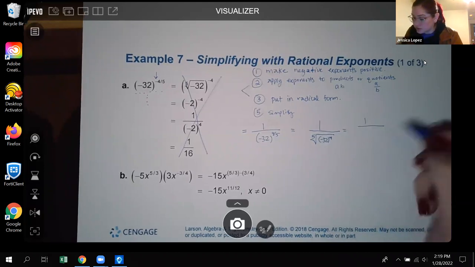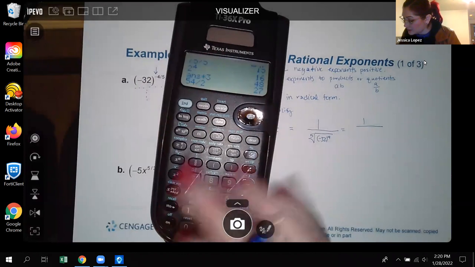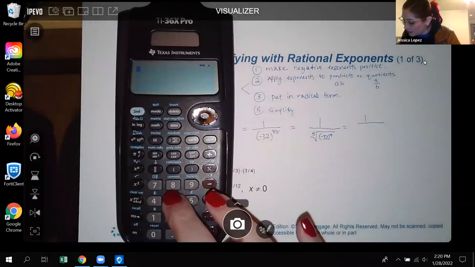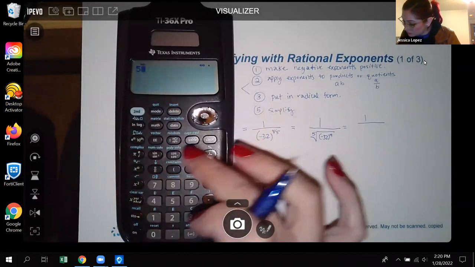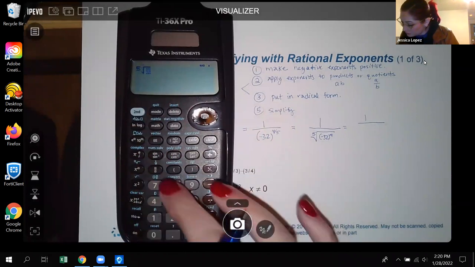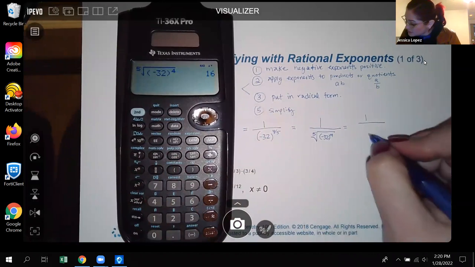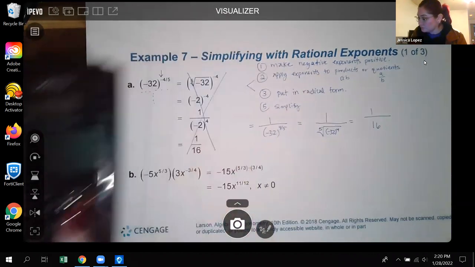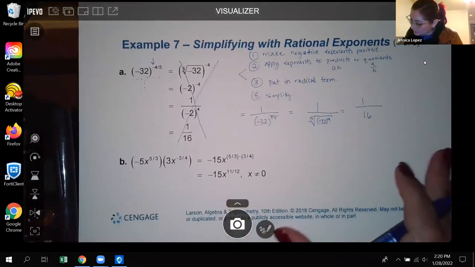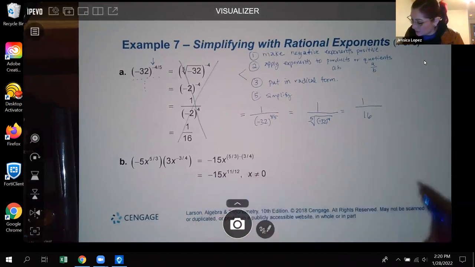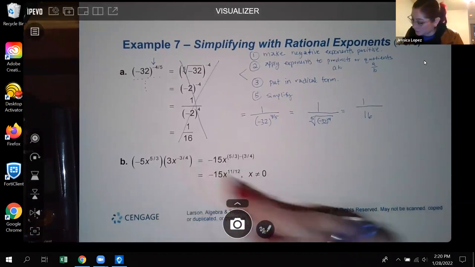So if I do this here correctly, let's see. I can type that in my calculator. 5 root parentheses negative 32 raised to the 4th. And it does tell me that it's 16. Okay. Now, here, it's the same thing. I did get the same thing as they did as well, okay?